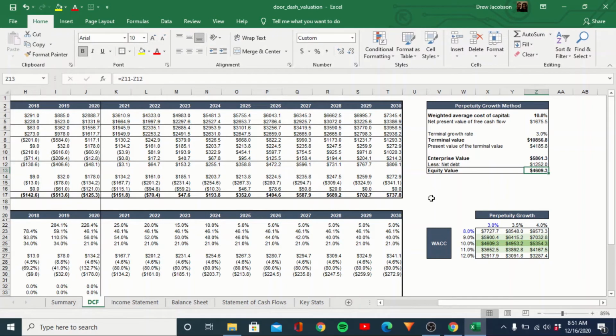So you're saying about a $4.6 billion equity value. And kind of depending on how you sensitize this, right? If you lower your required cost of capital to 8%, you get up to a 9.5 billion.